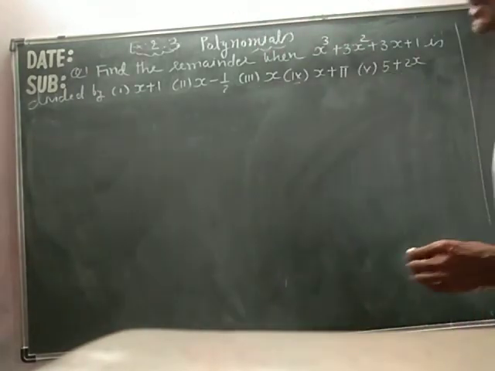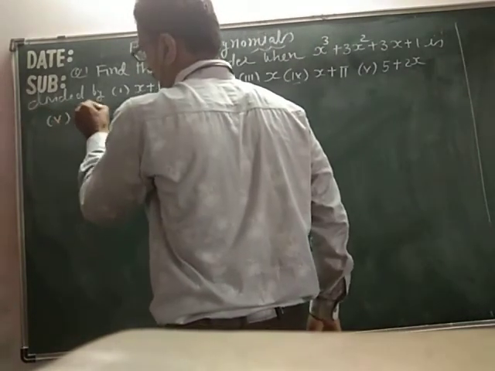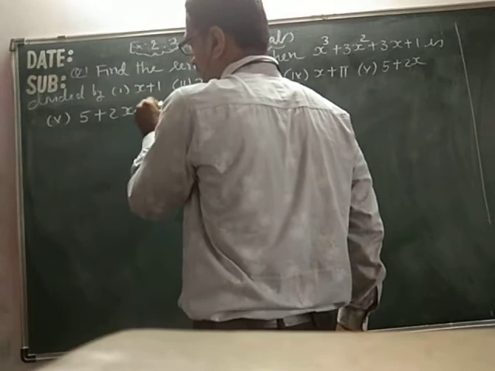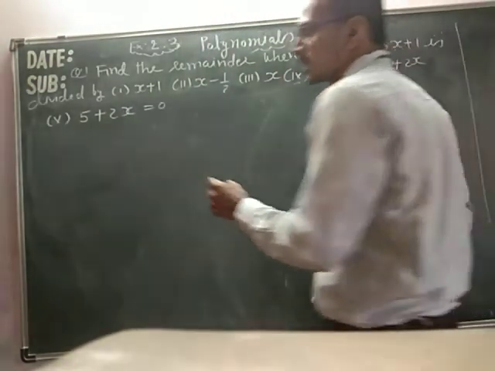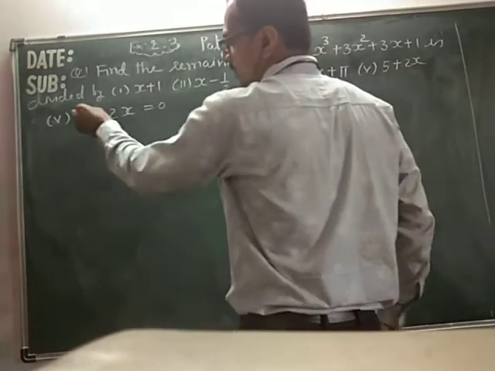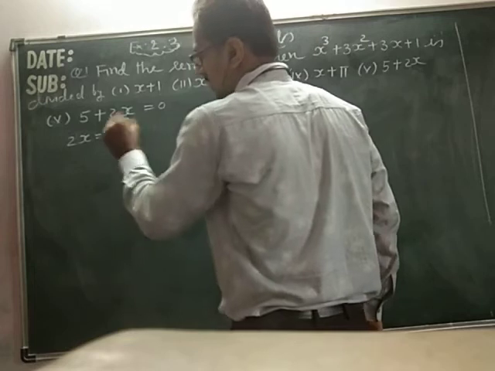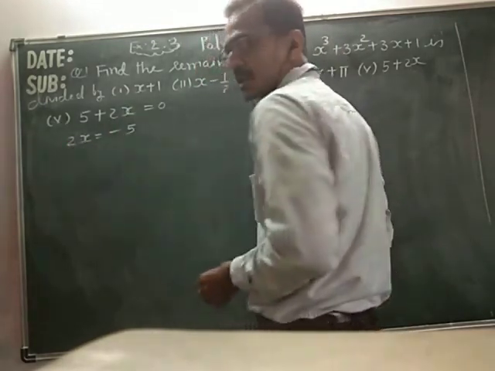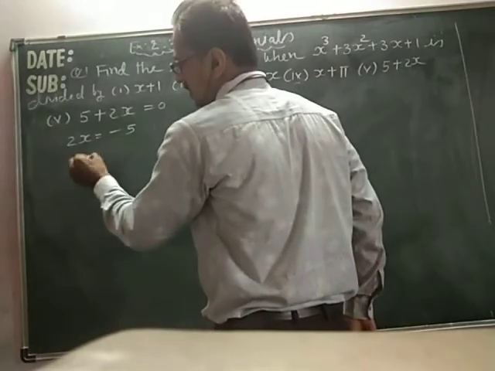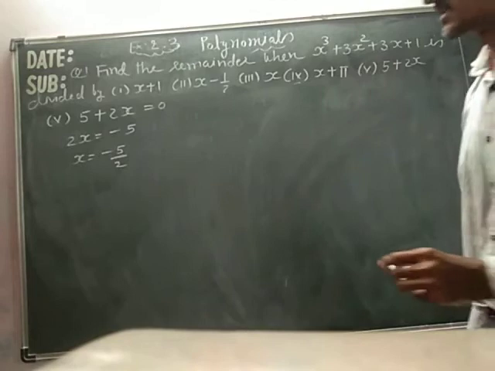Last, the fifth one is 5 plus 2x. Again we'll write this factor equals to 0. So to find the value of x, first we'll shift plus 5. It will become minus 5. Now we'll shift this 2. It has a relation of multiplication with x, so when it shifts, it will divide minus 5.